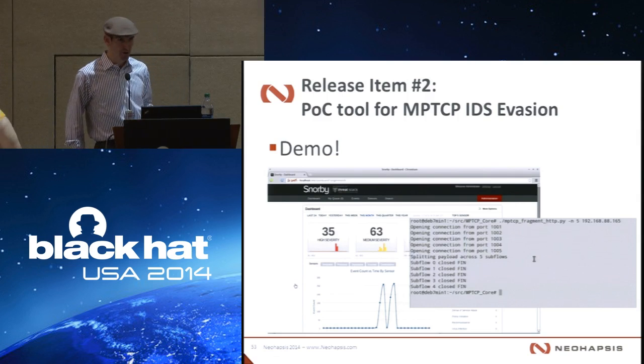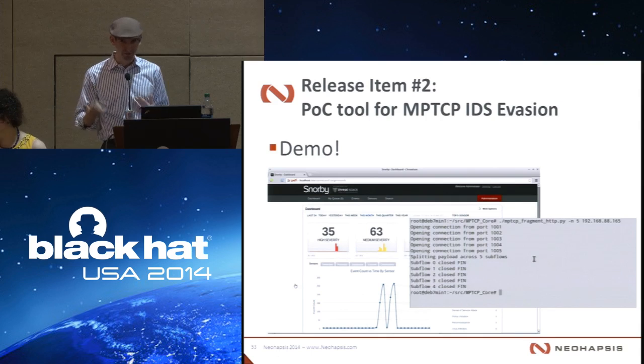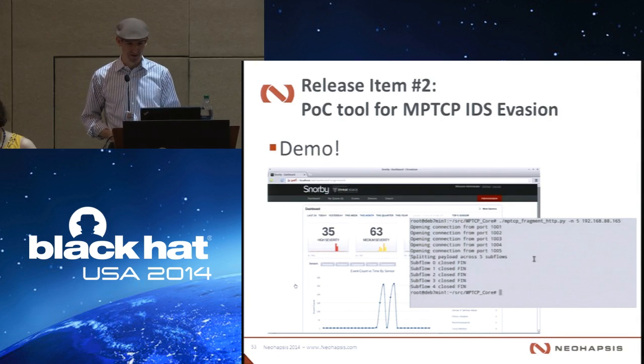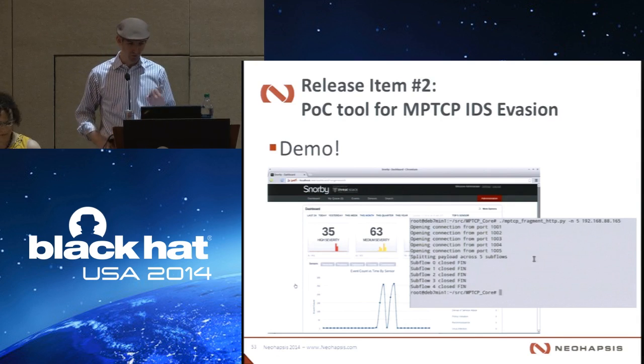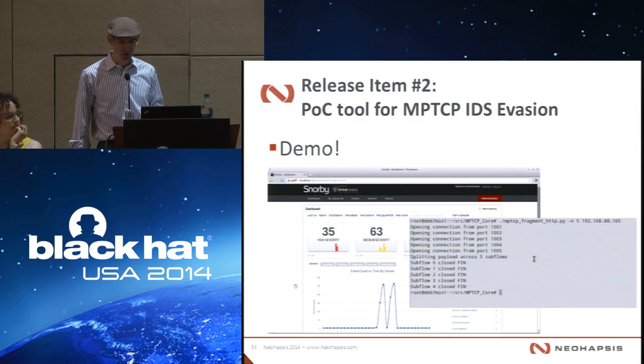So let's get practical with this. We've been talking about, hey, you can split this traffic across all sorts of different paths. What does that look like? What is a practical effect for attackers right now? So this tool is a tool for IDS evasion. Send whatever payload you want through the tool, and it gets fragmented down as many paths as you want, split evenly.